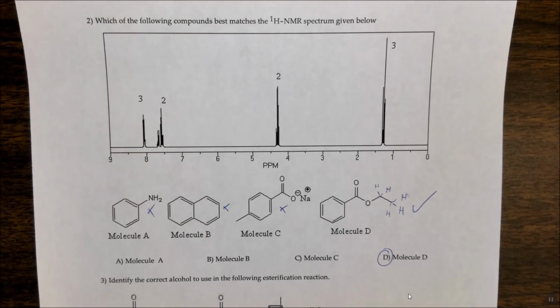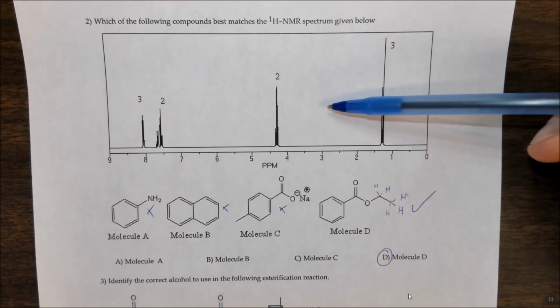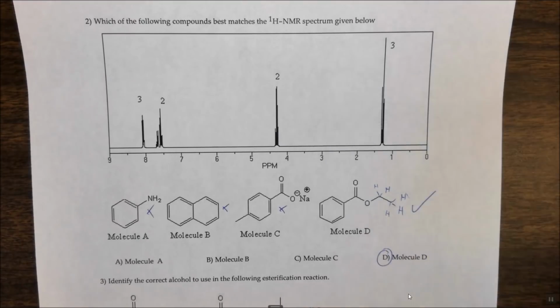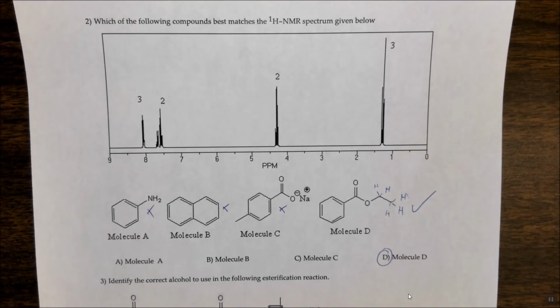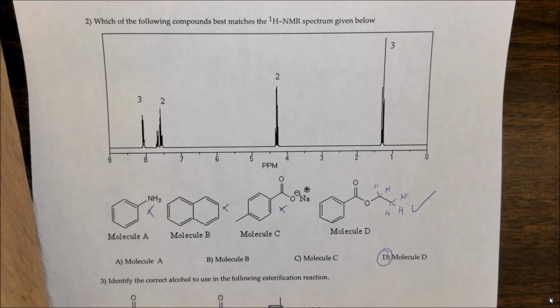So notice that it's a combination of looking at the spectrum and looking at the choices. I'm not looking at the spectrum only independent of the choices. I'm looking at both and comparing which ones it could be and which ones it would not be.